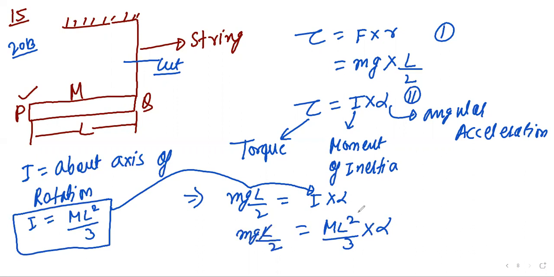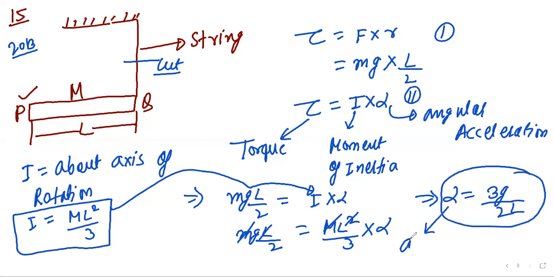Right. So L and L will get cancelled. M and M will get cancelled. So you have to find just alpha. So alpha will be 3g upon 2L. So this is the relation between angular acceleration in terms of linear acceleration and length.